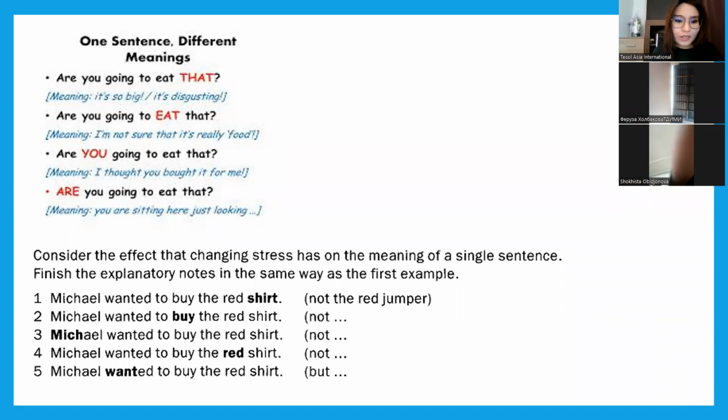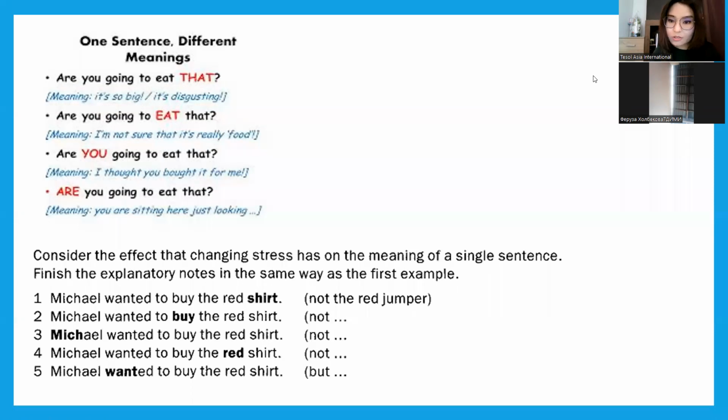So now we try to consider different ways of placing stress on different words and to get different meanings with the same sentence. Now look at this sentence: Michael wanted to buy the red shirt. Try to place stress on shirt, buy, Michael, red, and wanted. Let's identify together what kind of meaning we get when we place stress on different words. This activity can be done orally, dear teachers, or you can type as well. The first one has been given: Michael wants to buy the red shirt, not another kind of shirt.